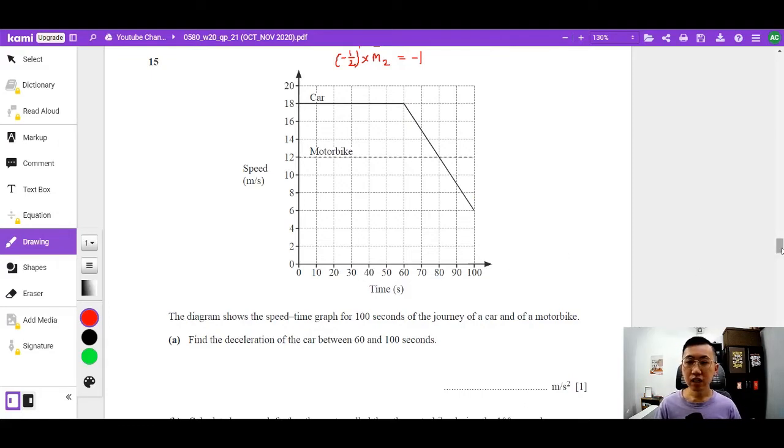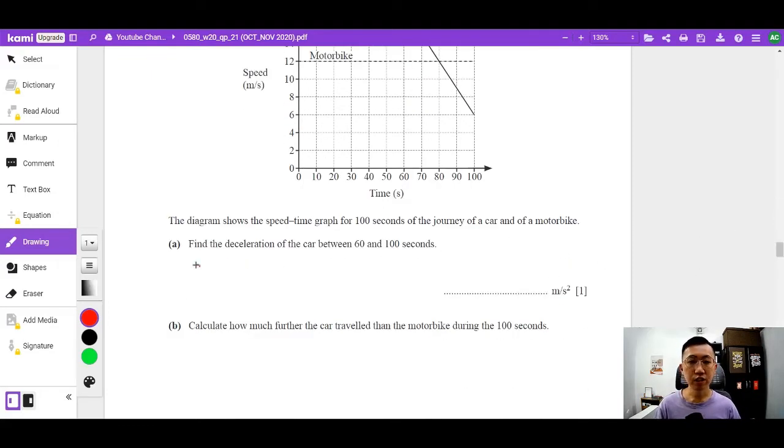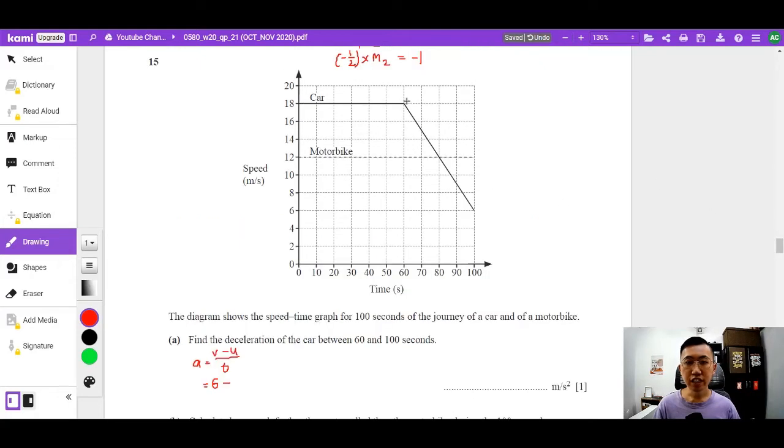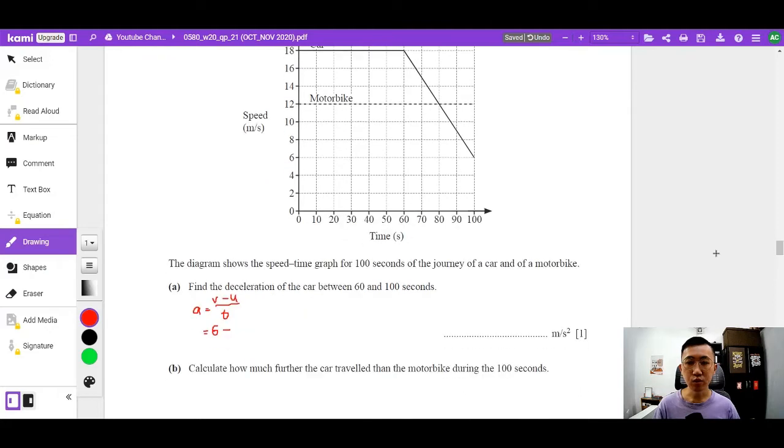So find the deceleration. We still have to use the acceleration formula. V minus U over T, where V is the final speed. So final speed is here, 6, minus, what is your initial speed? Initial speed was from 18, so copy 18. Divided by time taken. Time taken is from 60 to 100, basically in a matter of 40 seconds. Okay, so this is meter per second, here is second.